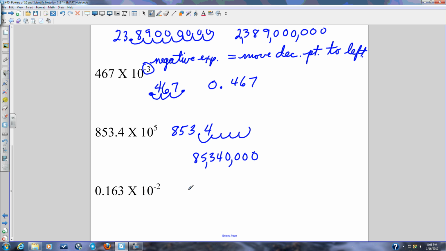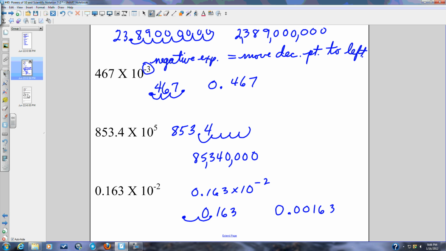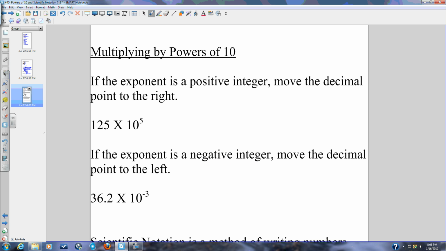85,340,000. And then for this last one, 0.163 times 10 to the negative 2. Basically what we're going to have to do, because the exponent is negative, we're going to take 0.163 and take that decimal point and move it 2 places to the left. So we're going to end up with 0.00163.